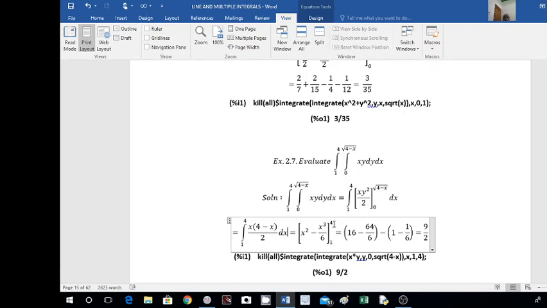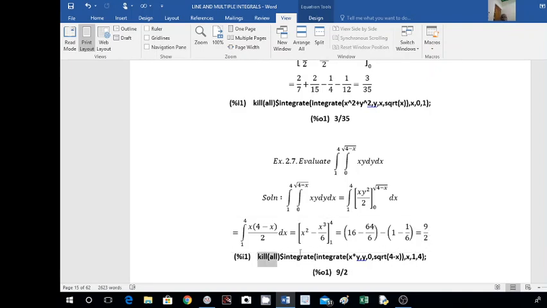Now first put the upper limit here, 4 here. X square 16 minus x cube, 4 cube means 64 by 6, minus lower limit. Wherever x is there, put 1 here. This becomes 1 minus, this becomes 1 by 6. And if you simplify this one, finally you will get this answer. 9 by 2 is the answer.